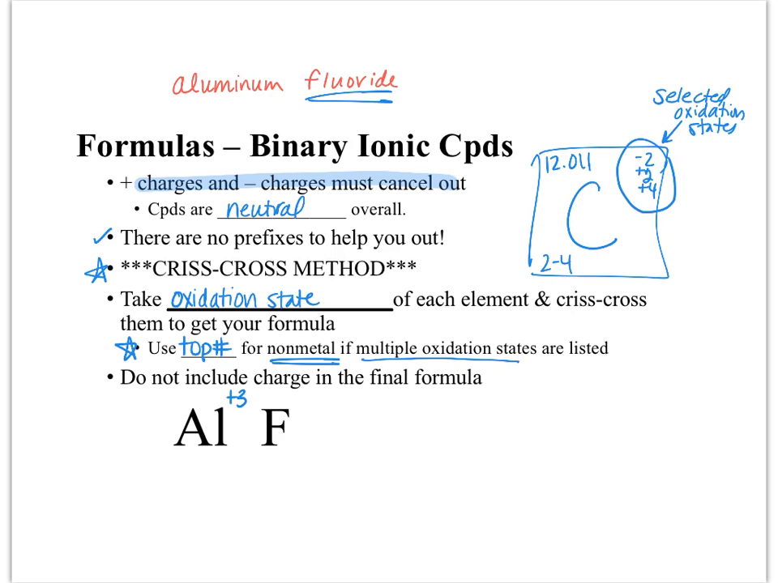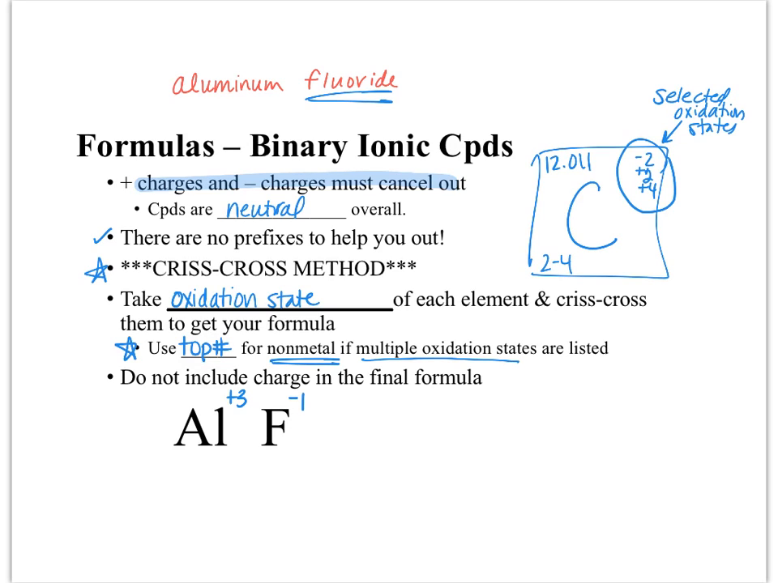And then you go to fluorine. Fluorine has one oxidation state listed. We'll write that down. Now, the positive charge and the negative charge are not equal to one another. So if I have a compound that has one aluminum with a positive 3 charge and one fluorine with a negative 1 charge, those charges don't add up to 0. So my compound is not neutral.